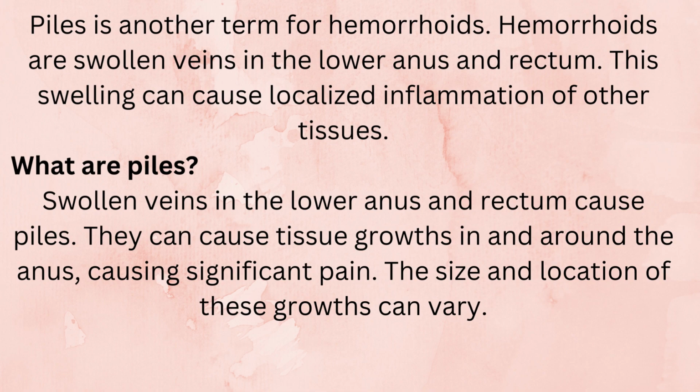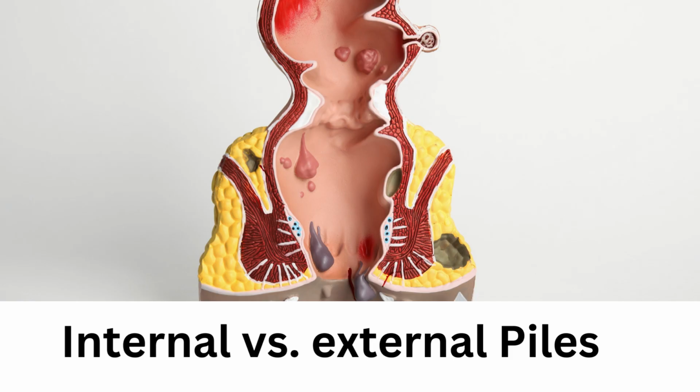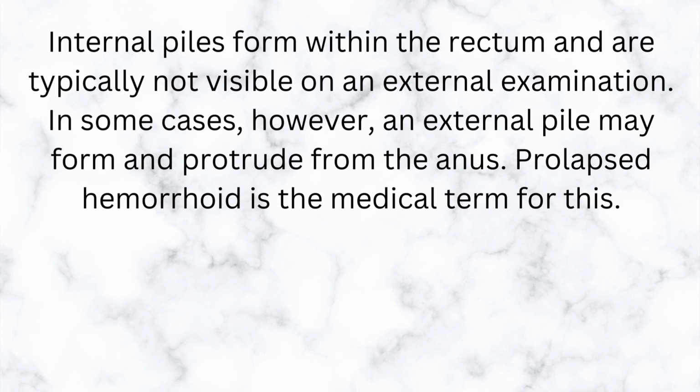The size and location of these growths can vary. Internal versus external piles. Internal piles form within the rectum and are typically not visible on an external examination. In some cases, however, an external pile may form and protrude from the anus. Prolapsed hemorrhoid is the medical term for this.